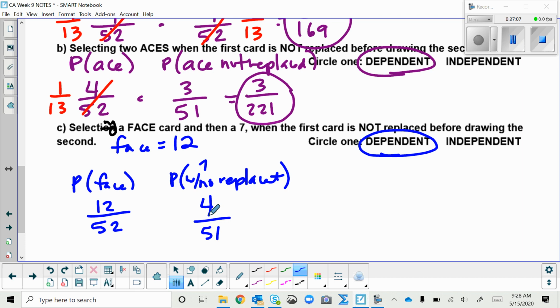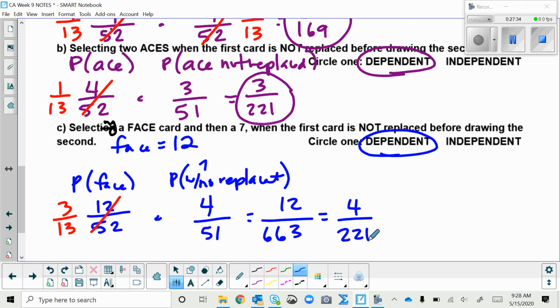And so we're going to multiply these values. If you were to simplify 12 over 52, 4 comes out of both of them, so you get 3/13. Then multiplying across the top and bottom gives you 12 out of 663. And that can simplify one more time because 3 comes out of both of those: 4 out of 221.